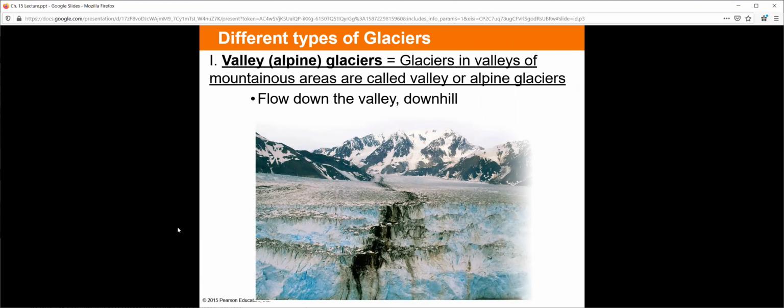There are different types of glaciers. For example, there's valley or alpine glaciers, which are glaciers that are in valleys of mountainous areas, such as the one shown here. This is a flow down the valley, with glaciers traveling downhill.